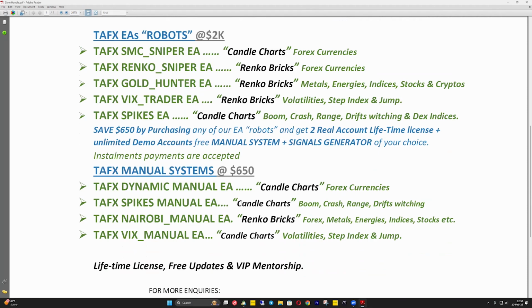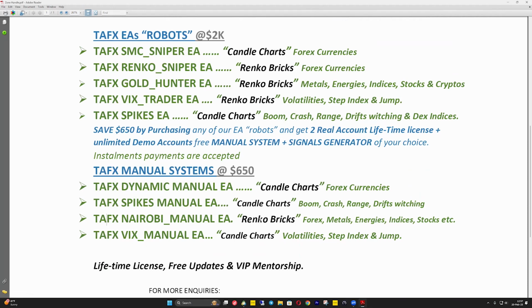So it is manual for the spikes, boom, range, and everything with the spikes in the DERIV platform. The manual will be sending signals to you guys. So it is not only based off boom and crash, but everything that gives spikes. All right, we have the Nairobi manual EA.